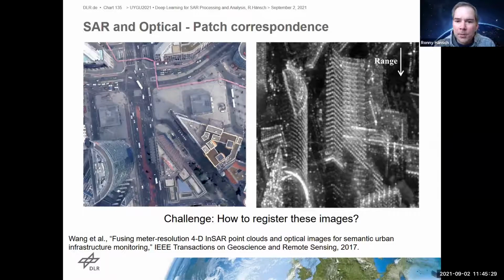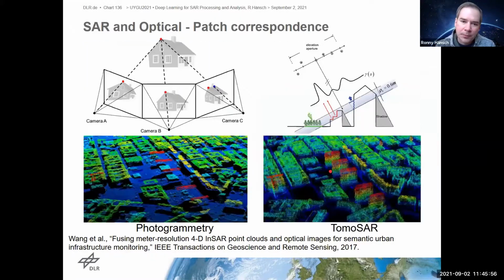And the problem is, of course, that the image geometry is very different. So here you see corresponding patches. So this is the same scene. This building here is this thing here. This building here is this here. Range is, of course, here. So the layover is going in this direction and so on. And now the question is, are they aligned? Are the footprints of those buildings at the same position, for example, or not? And how much do we need to shift this?